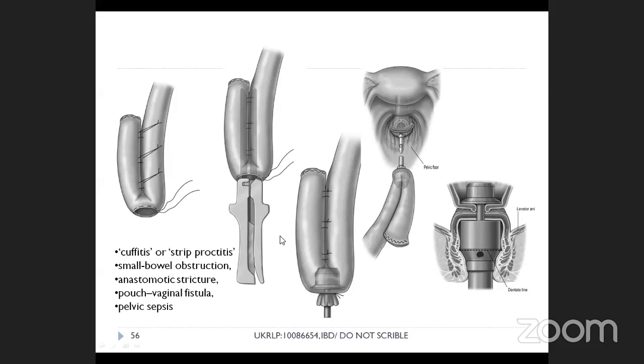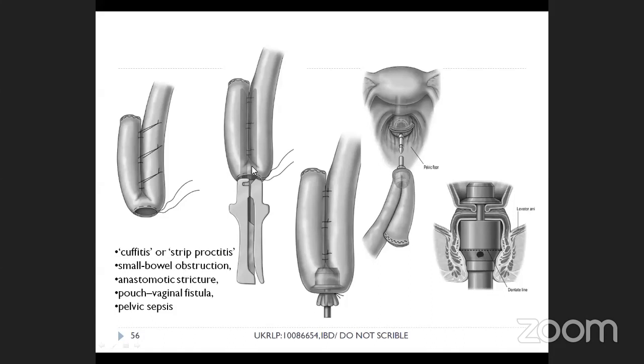The most important complication of this procedure is strep proctitis or cuffitis. That means inflammation in the left out part of the rectum. There is a chance of ulcerative colitis in the left out part of the rectum, which causes the failure of this surgery. Other complications are small bowel obstruction, anastomotic stricture, pouch vaginal fistula, and pelvic abscess. But the most common complication is cuffitis.